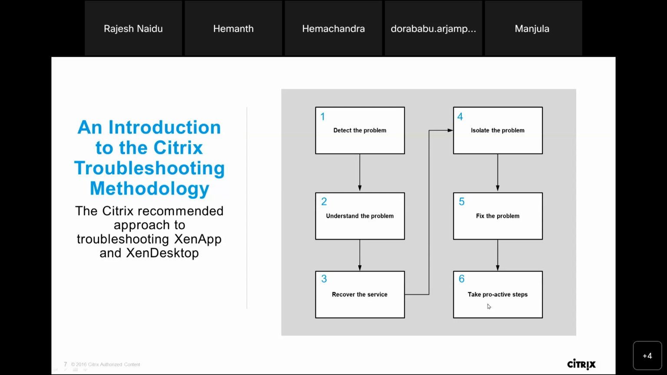The next, sixth step is to take proactive steps. Why is this problem coming, and going forward, so that the issue does not repeat, what additional steps should I take? I will give some additional steps. Those are proactive steps, so that in future the issue will not repeat again.